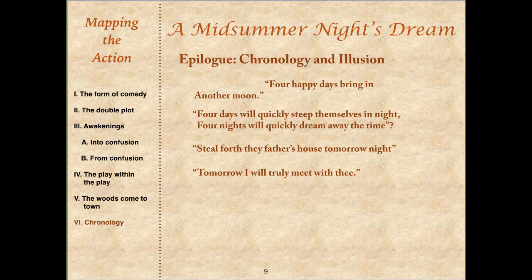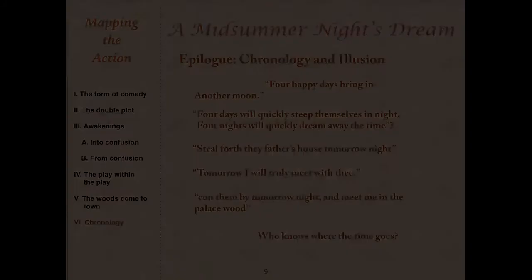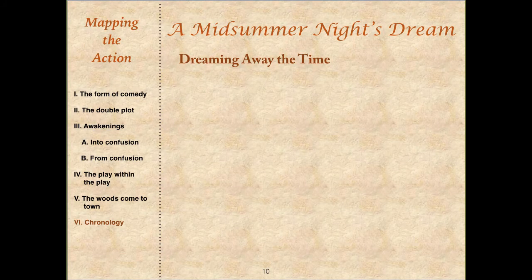In the next scene, Peter Quince hands out parts to his actors, saying, "Con them by tomorrow night and meet me in the woods." Clearly, Shakespeare is giving the time scheme a lot of emphasis. But do the math. If the events in the forest occur on the second night, then the marriages that follow must take place on the third day, not the fourth. What happened? Hippolyta gives us a clue. Four nights, she said, will dream away the time.